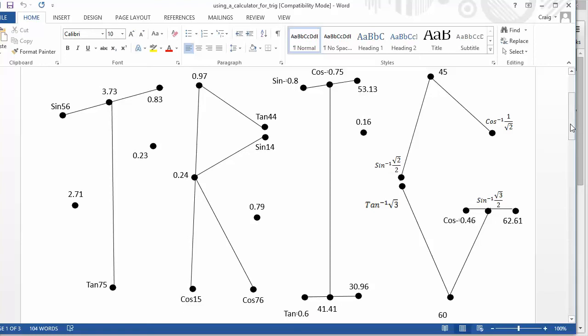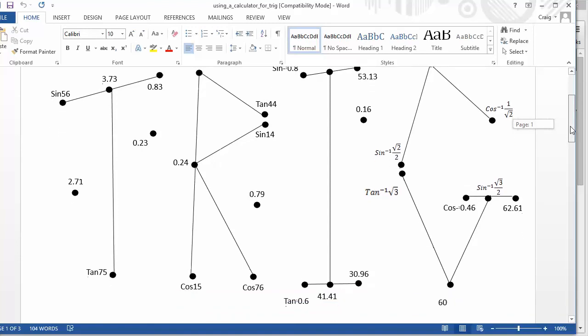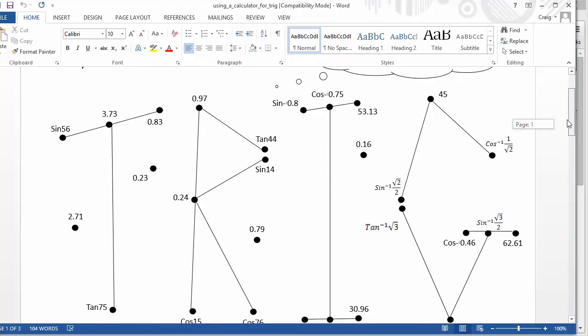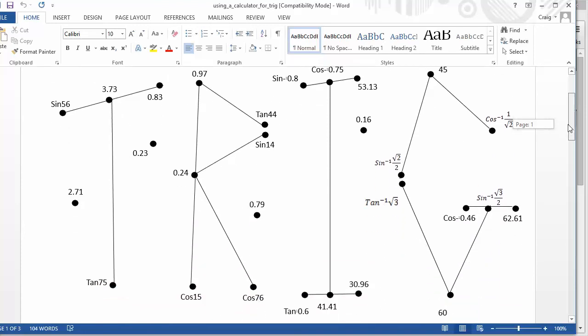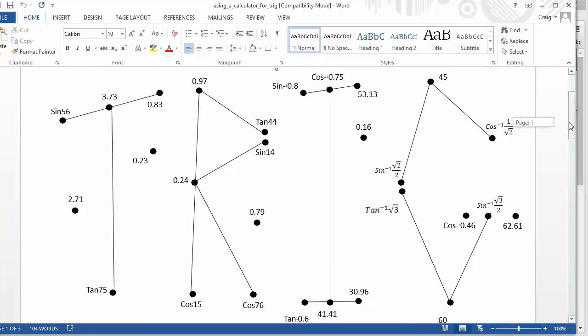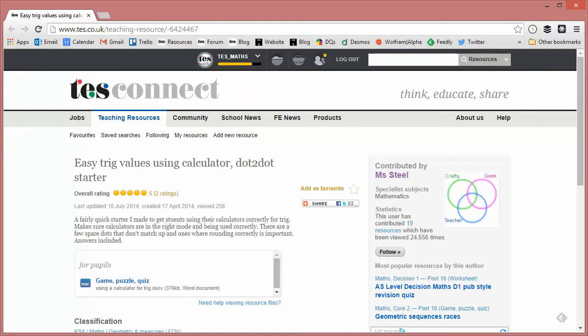Get them each to create one for homework, bring them all together, get them photocopied, put them in a booklet, and before you know it, everybody has got a rich, engaging revision resource that has been created by the students themselves. So I think this could be the start of a little dot-to-dot revolution. I'm saying bring the dot-to-dot back into the high school generation, and here is a really nice example of how it can be used for trigonometric values. So a lovely resource shared by Miss Steele.